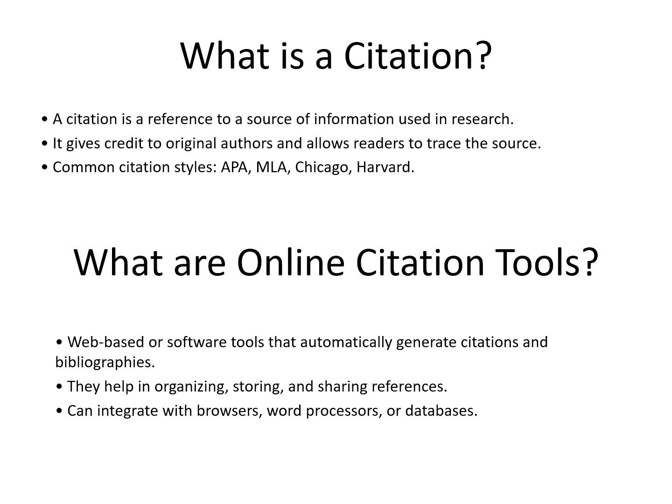Now let's talk about online citation tools. These are web-based or software tools that automatically generate citations and bibliographies for your references. They help you to organize and store references, generate citations in any style, and even share your bibliography with others. Many of these tools also integrate directly with browsers, Microsoft Word, or Google Docs, which makes research work very easy.